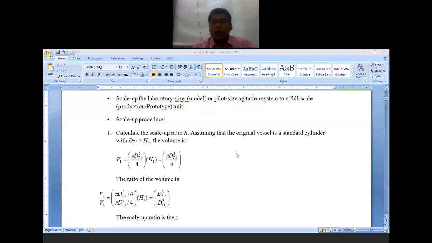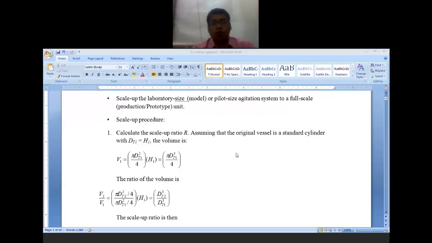Assuming that the original vessel is a standard cylinder, that means a cylindrical vessel we are considering. We are considering a beaker in the laboratory, not a round bottom flask, because our general vessels are cylindrical vessels. A round bottom flask is a spherical vessel. In actual industrial production, cylindrical vessels are used. So generally the considerations are from the point of view of a beaker.